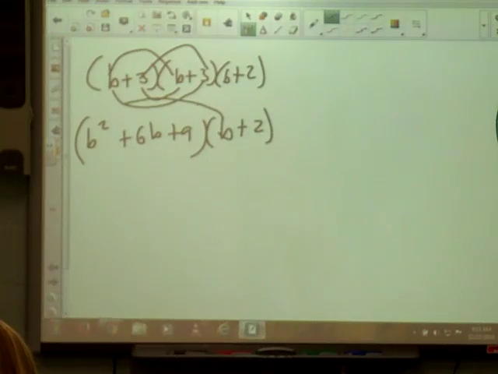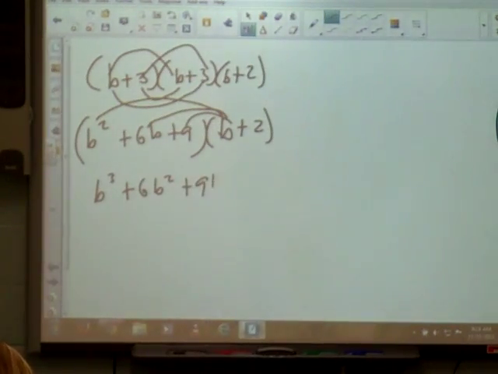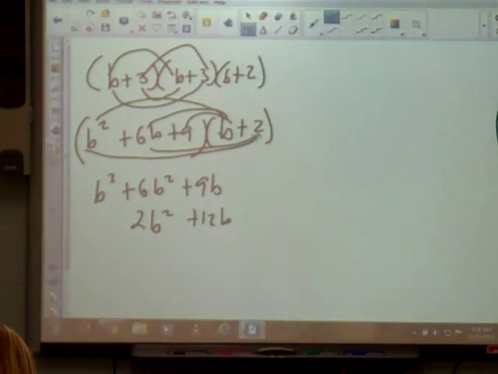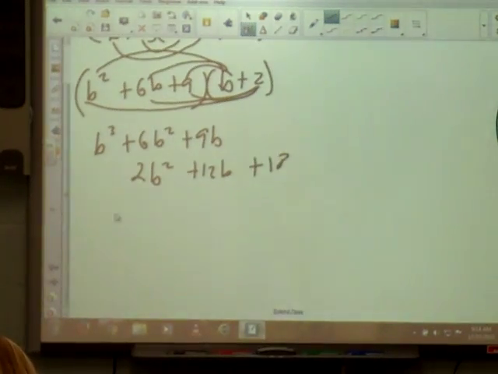So b times b squared is b cubed. b times 6b is 6b squared. b times 9 is 9b. 2 times b squared is 2b squared. 2 times 6b is 12b. And 2 times 9 is 18. So we got b cubed plus 6 and 2 will be 8b squared. 9 and 12 will be 21b plus 18.